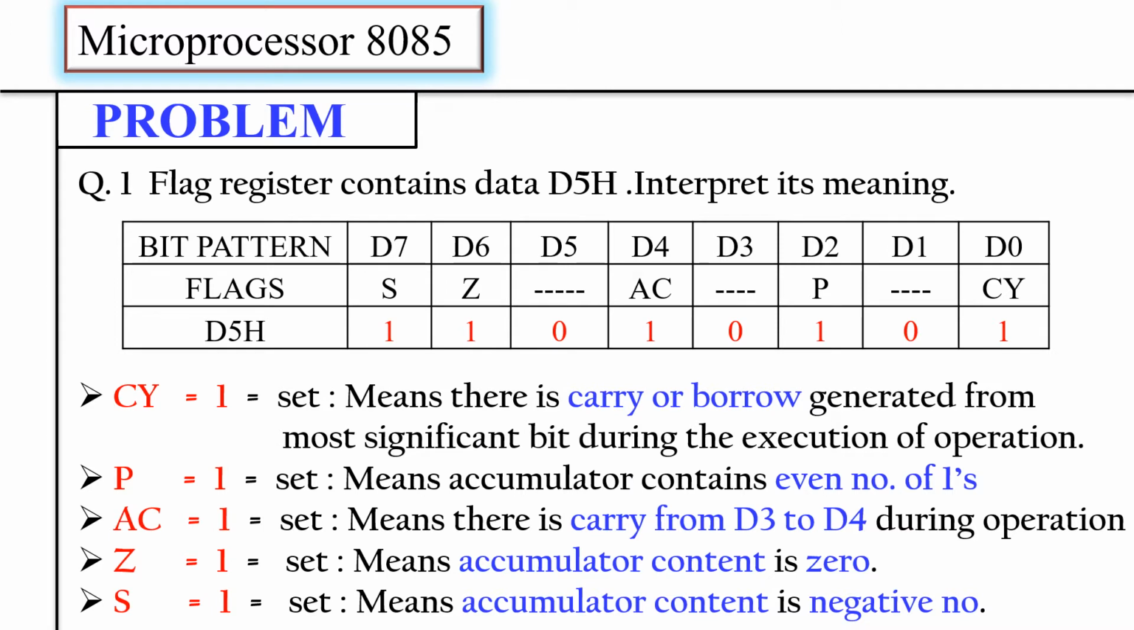So in the previous lecture we have seen the flags of 8085. The 8085 microprocessor has 5 flags, and depending on the arithmetic and logical operation, these flags are either set or reset. These flags are carry flag, parity flag, auxiliary carry flag, zero flag and sign flag. Then with the help of examples we have seen how each flag is set and reset, right?